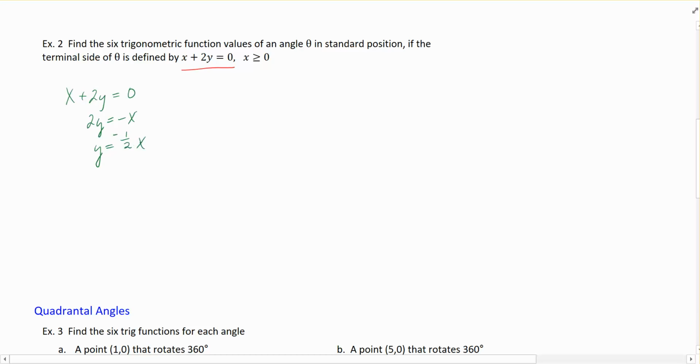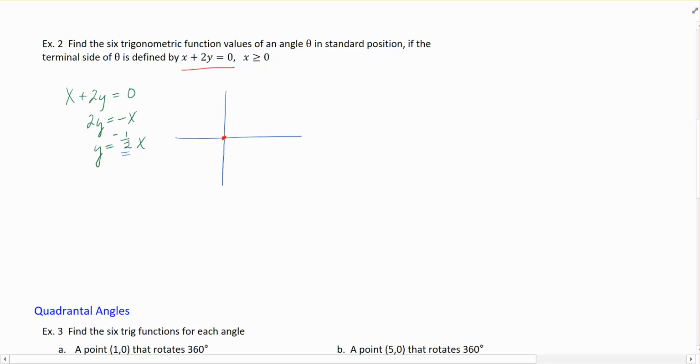Now the reason that I wrote it as negative 1/2 x and not x over 2 is because if I'm going to graph this equation, I'm interested in the slope, because remember, in slope-intercept form, that's the easiest way to graph a line. Here b is understood to be 0, so my line starts at the origin. That's the y-intercept, at 0.